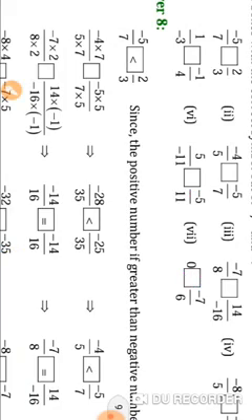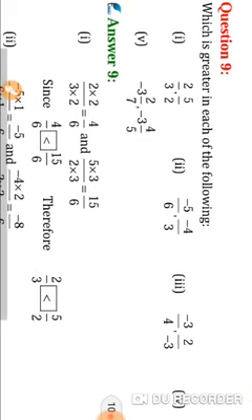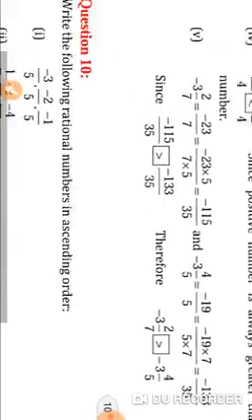Okay, I hope you understand. Then the ninth one, which is greater in each of the following. Same, we have just done this process, no? Take the LCM of the denominators, make the denominators the same, then compare the numerators in the fractions as you did.